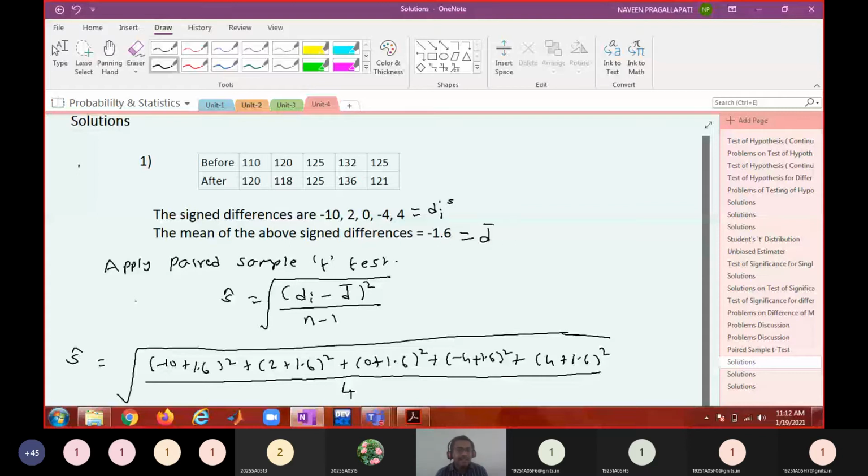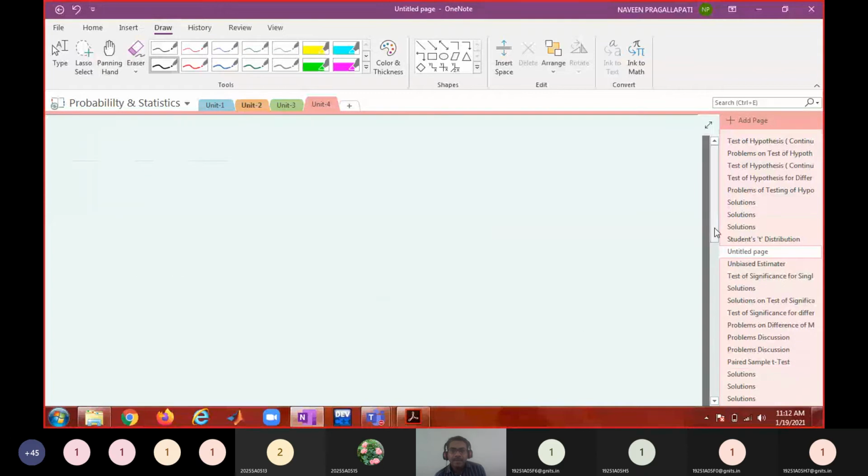Is the mean correct? Please check once. It is written as 2 here. Negative only, no? 1, 2, 3, 4, 5, 0, minus 8 by minus 8, correct only. I think they made a mistake. Okay, fine. So we'll apply the paired sample test.